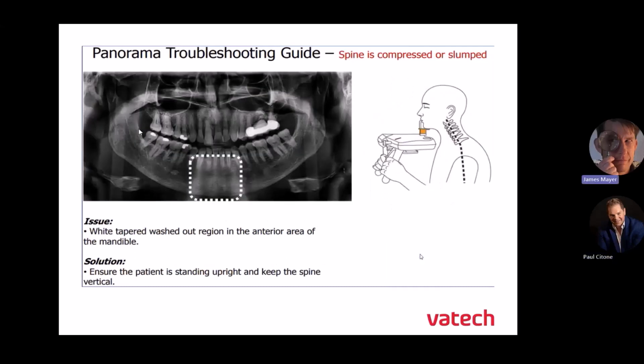Often we see lower anterior distortion, and that's where the patient is not standing up straight. We want that spine straight and their chest right up against the chin rest. We talked about that when we did our patient positioning a little while ago. So it's really important to make sure that their body is right up against that, spine is vertical, and that's going to eliminate having that washed out anterior region.